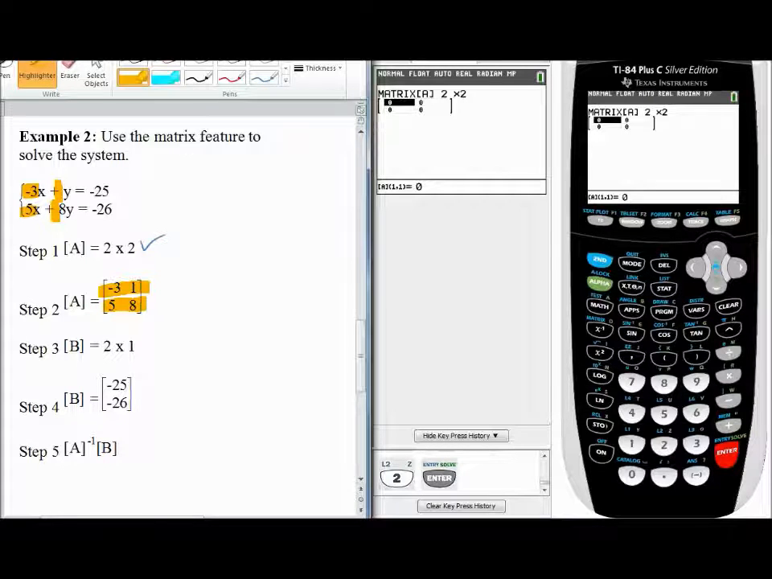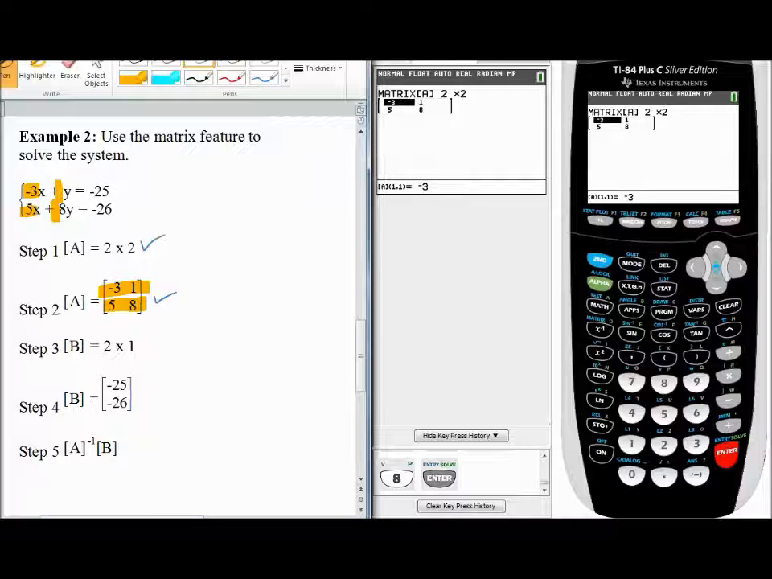So let's go back over to our calculator keypad, and I'm going to plug my information in. I put in -3, enter. And once you hit enter, it hops over to the next space that you need to be at. So now I'll put in the coefficient for y, it was 1, and I'll hit enter. Now I'm ready to put in the coefficients for the second equation. So I'll put in 5, enter, and the coefficient for y was 8, so I'll put 8 and enter again. Okay, so now I have that done. Step 2 is done. Now I'm ready for step 3.